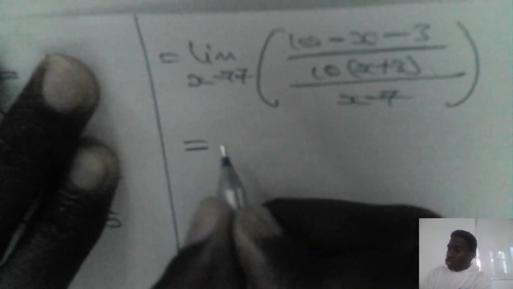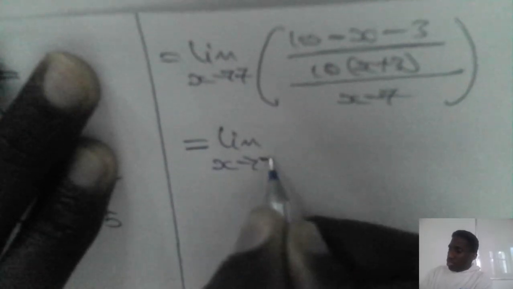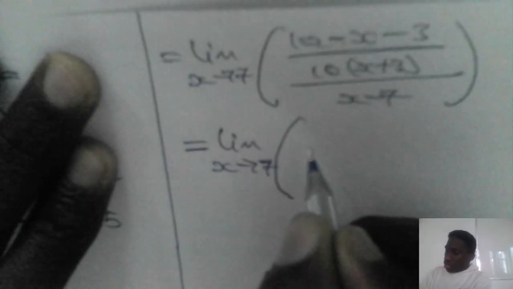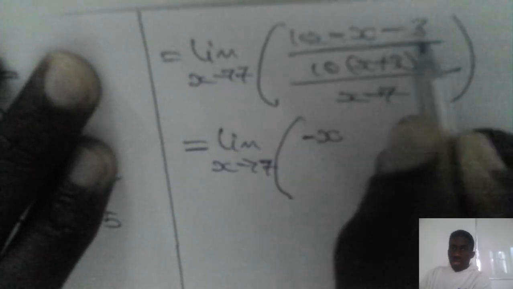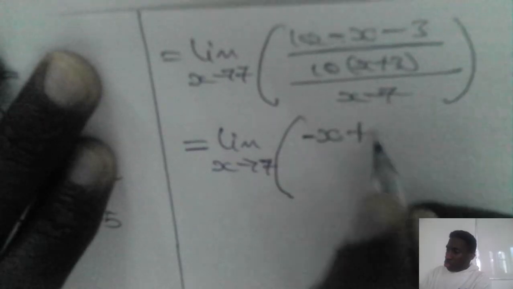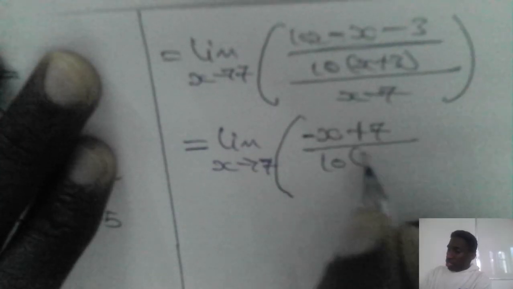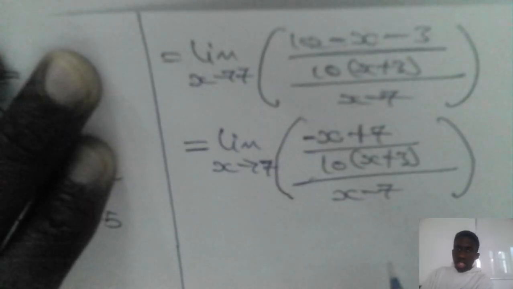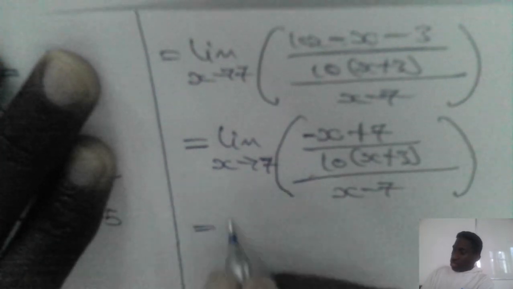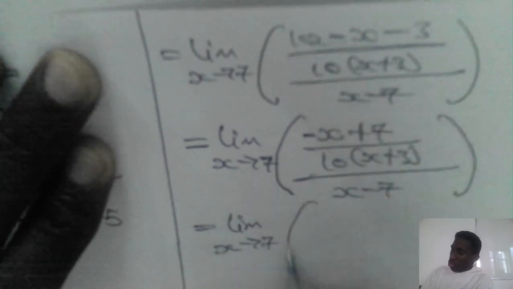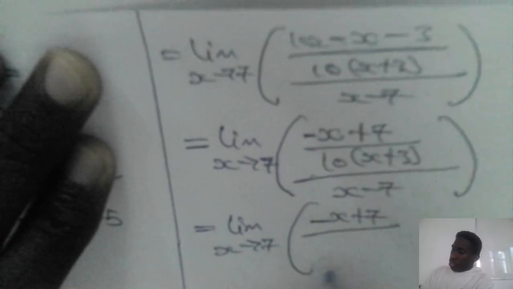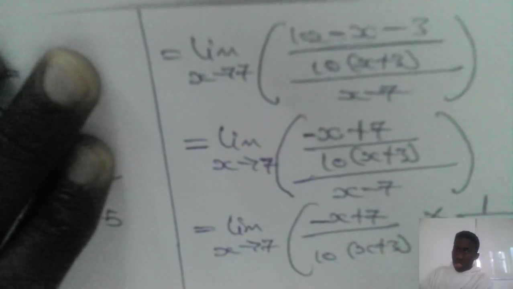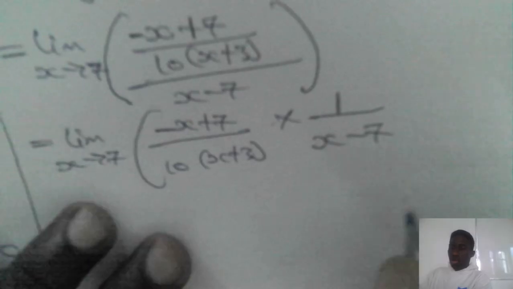We move further again to simplify. This is limit as x approaches 7 of. Now for the numerator, it's very easy. This is just minus x. Minus x, 10 minus 3 is 7. Minus x plus 7 divided by 10 into x plus 3, divided by x minus 7. Now, a way of writing this is limit as x approaches 7 of minus x plus 7 divided by 10 into x plus 3 multiplied by 1 over x minus 7. So this is the way you write this.